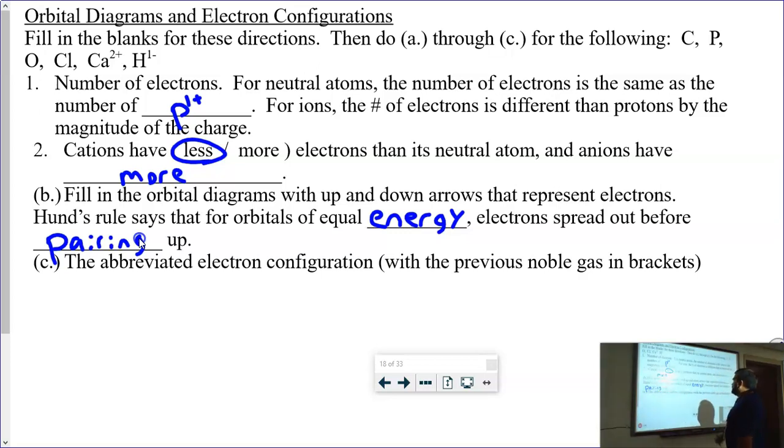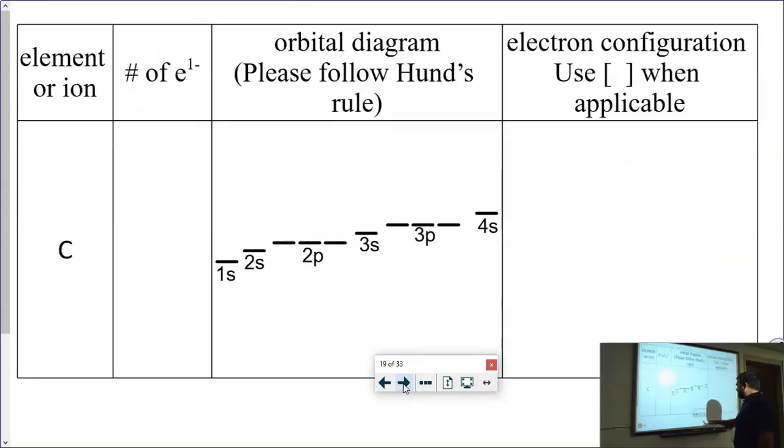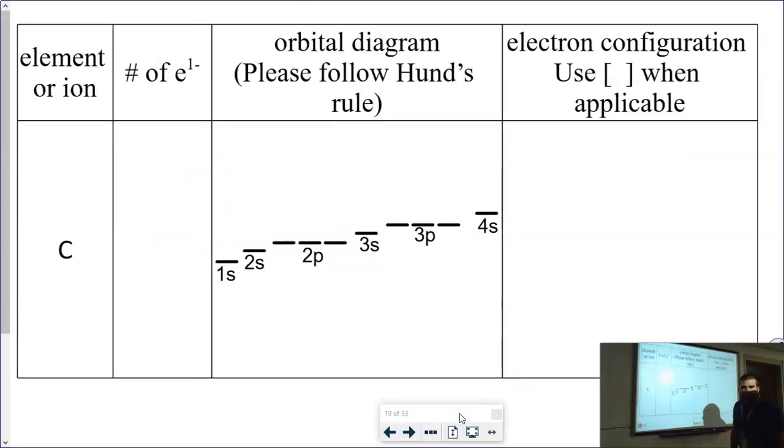The abbreviated electron configuration is part C. So again, I have A, B, and C on these boxes here, and these are the things I'd like you to do. I'll do the first one with you, and then I'd like you to give the others a shot. Pause it, get as far as you can, and I'll show all these answers in just a little bit.